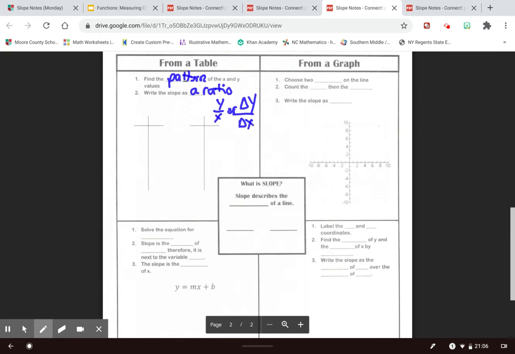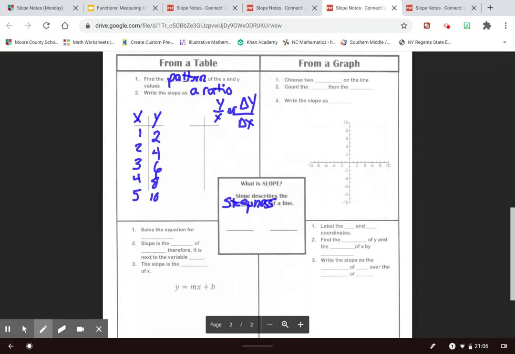So when we look here at a table of values, we have our x and our y values. Let's say I list here 1, 2, 3, 4, and 5 on this side of the table, and then 2, 4, 6, 8, and 10. What I am trying to do here is to find the slope of a line from this table. And remember, slope describes the steepness of the line. So write the word steepness here. Slope describes the steepness of a line.